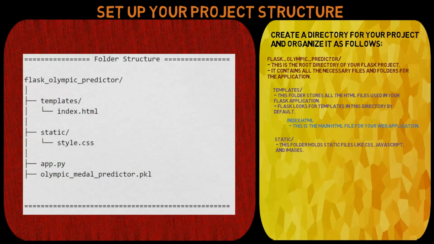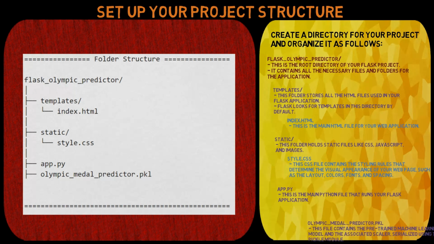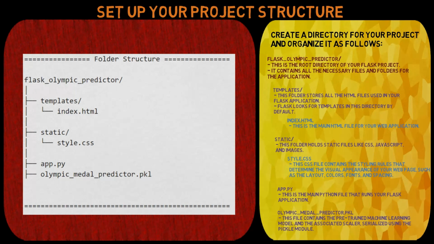Static. This folder holds static files like CSS, JavaScript, and images. These files are not dynamically generated and are served as is to the client. Style.css. This CSS file contains the styling rules that determine the visual appearance of your web page, such as the layout, colors, fonts, and spacing. Application.py. This is the main Python file that runs your Flask application. Olympic medal predictor.pkl. This file contains the pre-trained machine learning model and the associated scaler, serialized using the Pickle module.